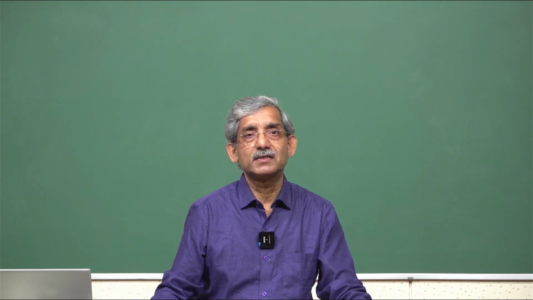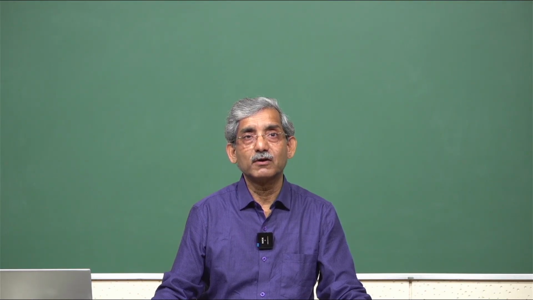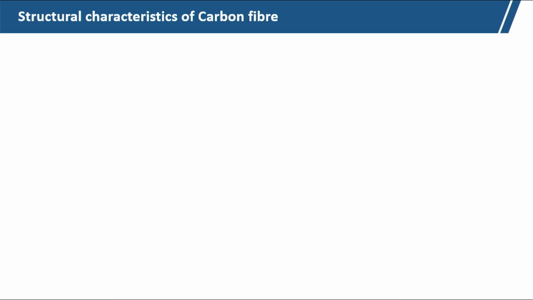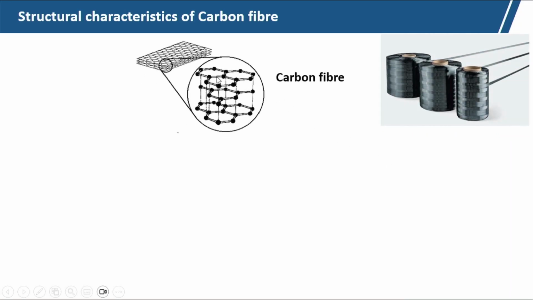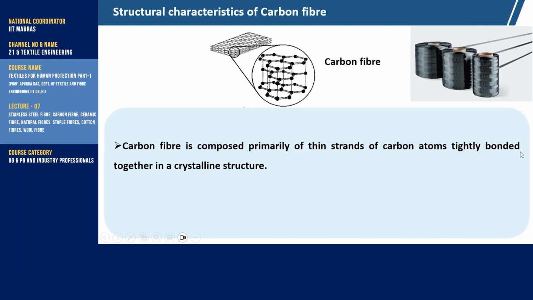So, after stainless steel fiber, let us discuss the carbon fiber. Carbon fiber is very commonly used for protective applications, and also in composite or technical applications. Now, let us see the structure. What is the structure of carbon fiber? We can see the carbon fiber structure here, and this carbon fiber is composed primarily of thin strands of atoms tightly bonded together in a crystalline structure.